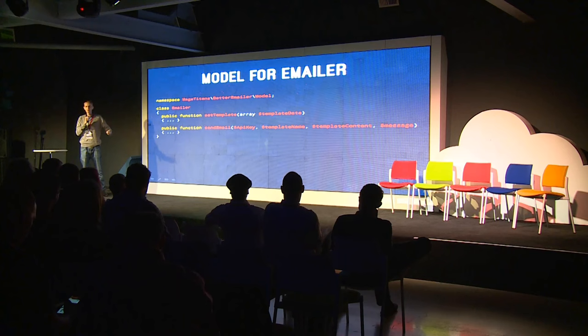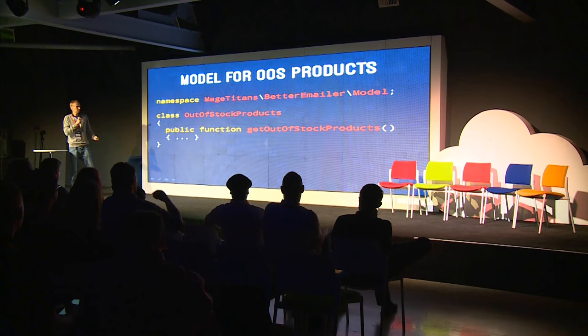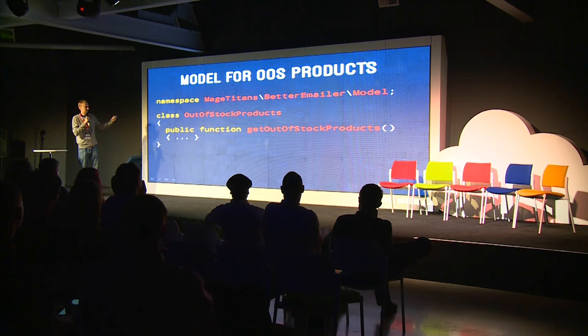So I created a new, better email model and put the emailer in there. I created a model for the out of stock products, called out of stock products. And what I actually did here was just copy the body code from example one and move it into these two classes.